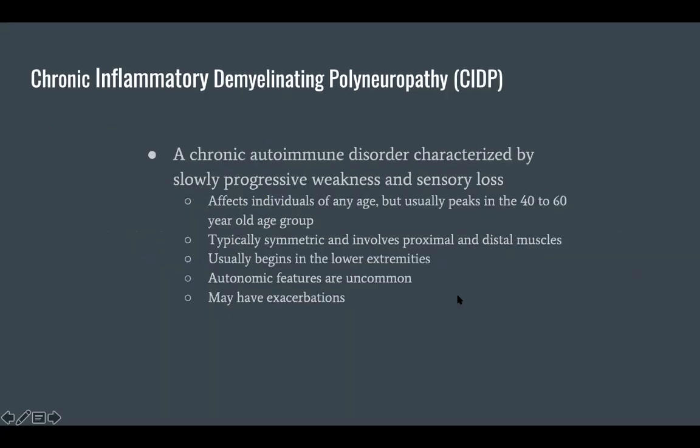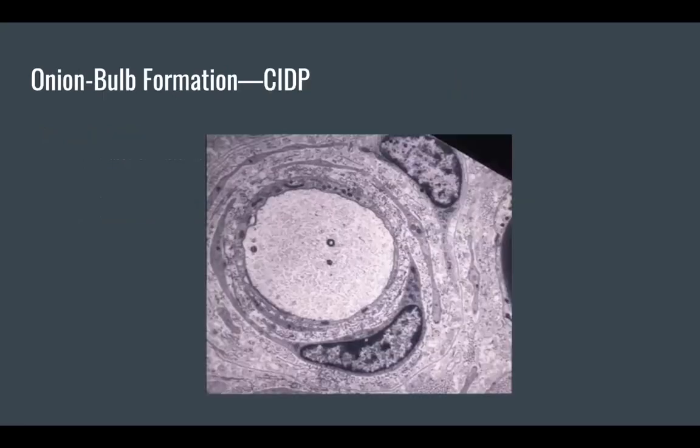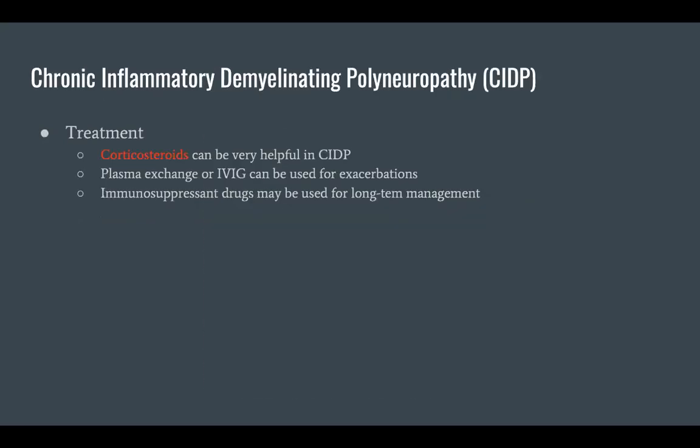Okay, CIDP. Next one is going to be a chronic disorder. So it's not acute, and it's going to affect people of any age, but usually middle-aged. It's affecting the proximal and distal muscles, usually beginning in the lower extremities. A nerve biopsy shows an onion bulb formation. I just thought I'd throw that in there because I know it's not on his slide, but it's just something to know. Something that Campbell would like. But anyways.